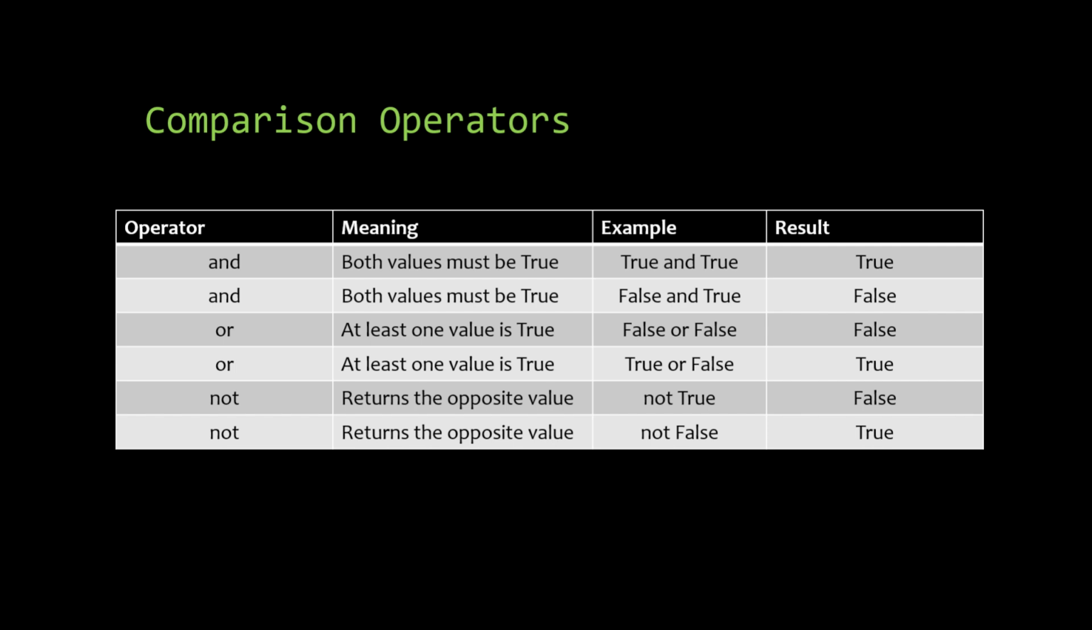And then we have not. And not, it just gives me the opposite. So if it was true, well, not true suddenly becomes false. And remember, we're still kind of asking a question here. So if it's not true, then it's false. If it's not false, then it's true. So it's kind of odd.